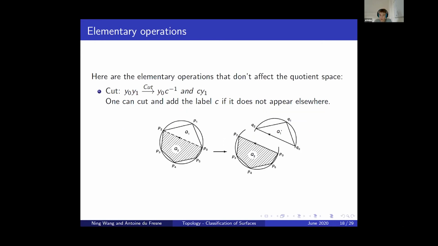So here are the elementary operations that don't affect the quotient space. We have the operation cut, that cuts a polygonal region in two pieces. Here, if we set y0 to be the sequence of labels from p0 to p2, and y2 to be the sequence of labels from p2 to p0, we can cut through the vertices p0, p2 here, and label the new sides created with a new label C. And C must not appear elsewhere in the schemes.